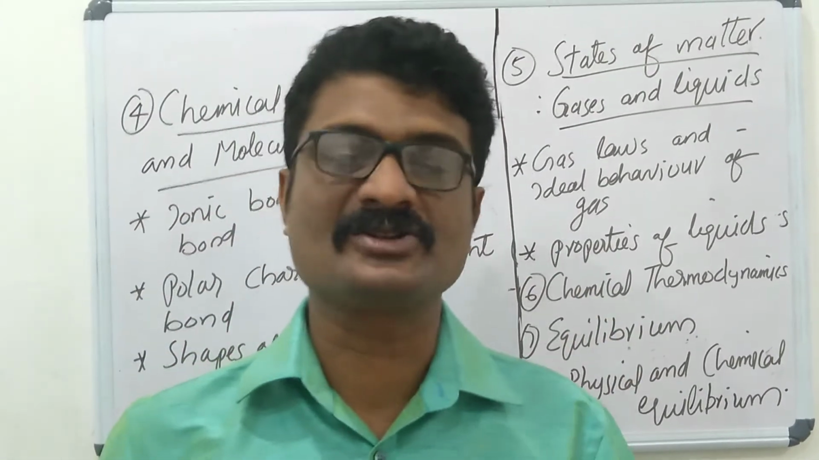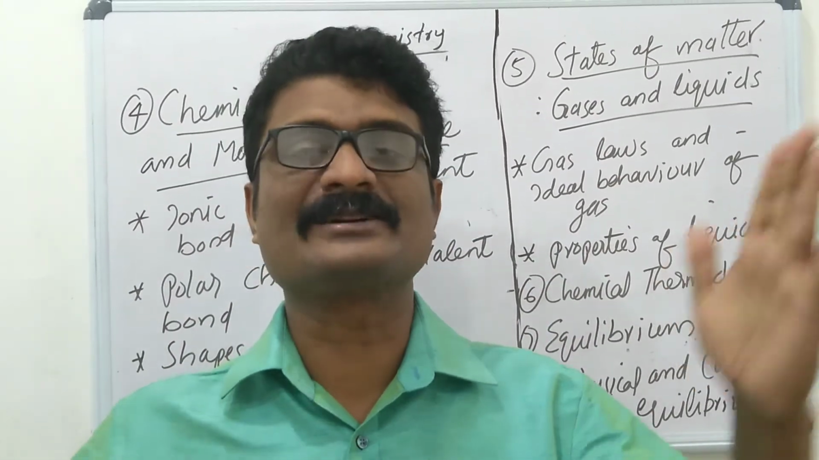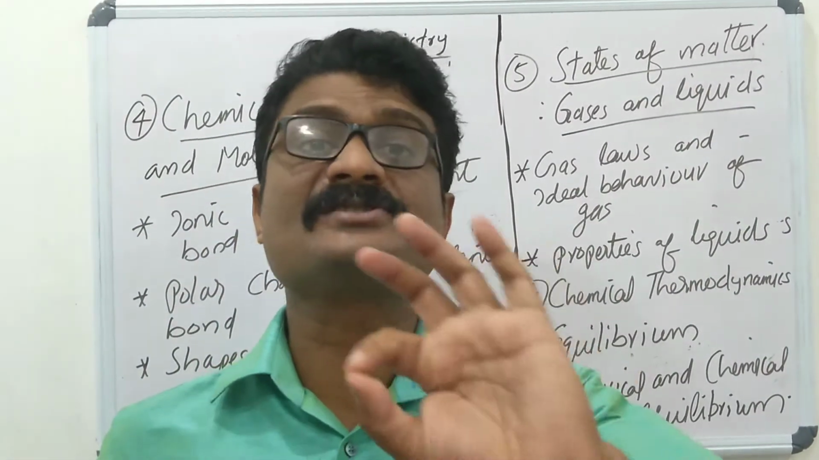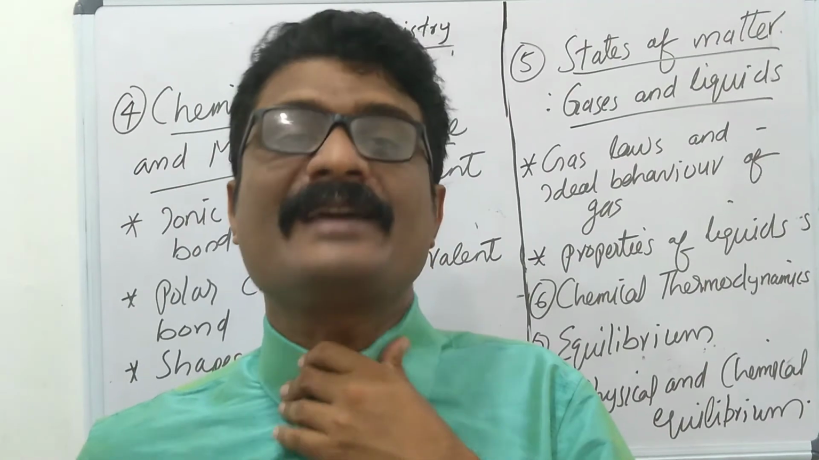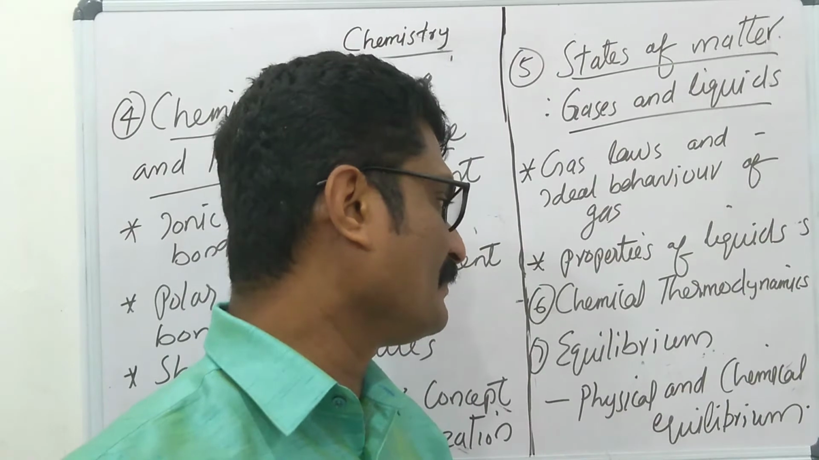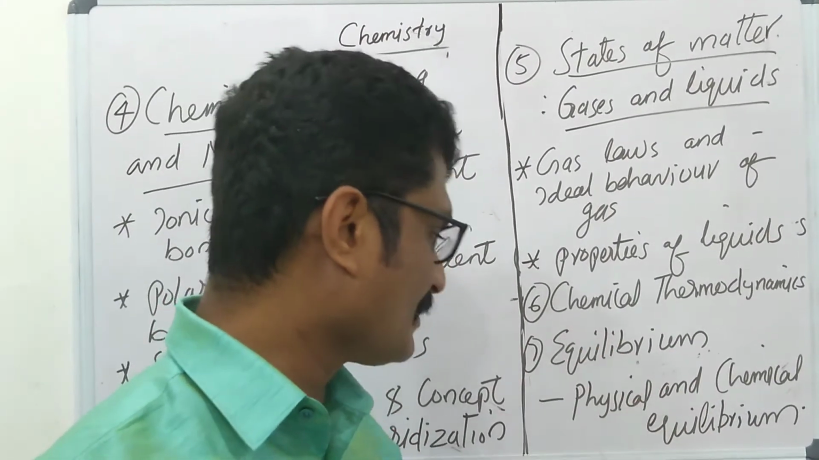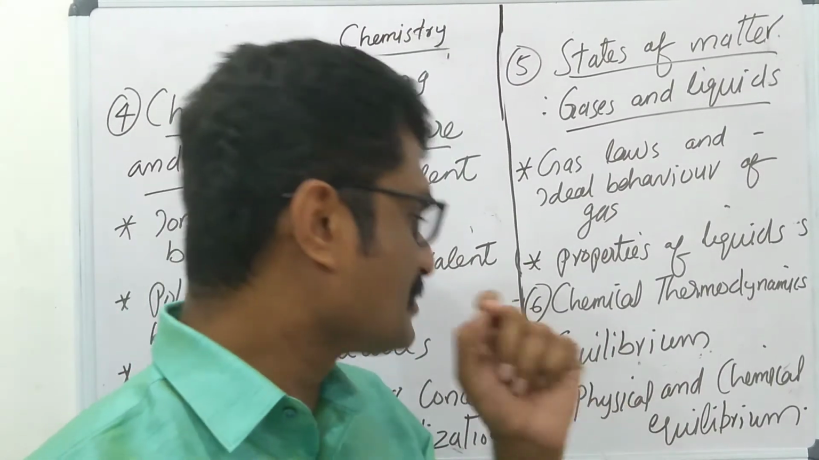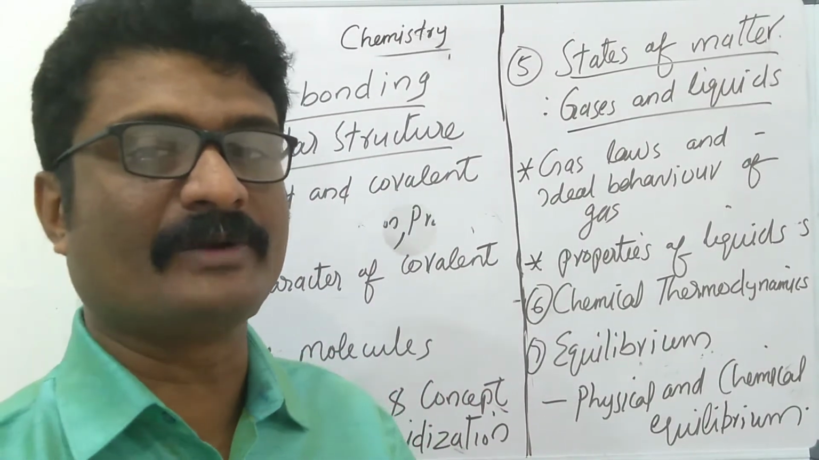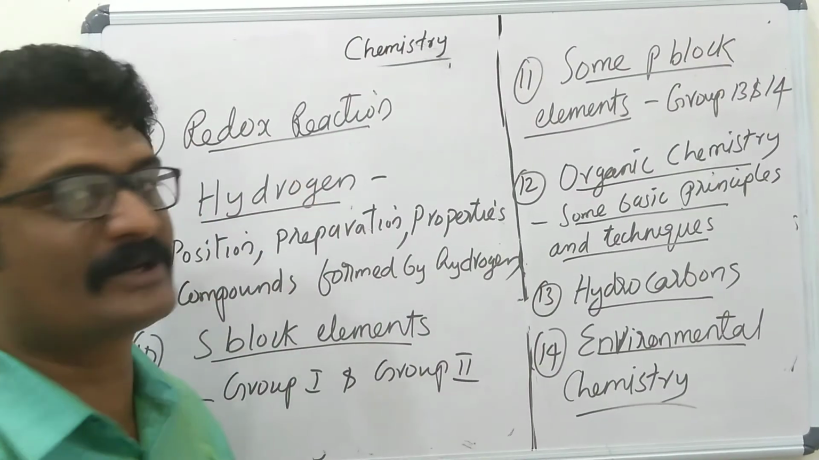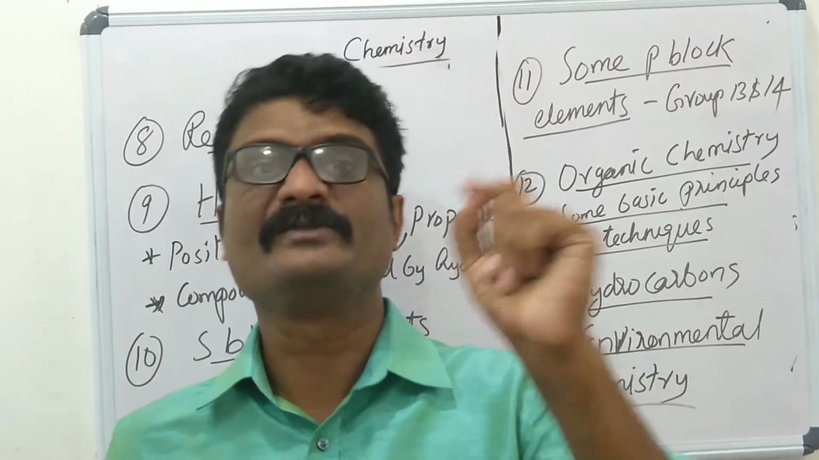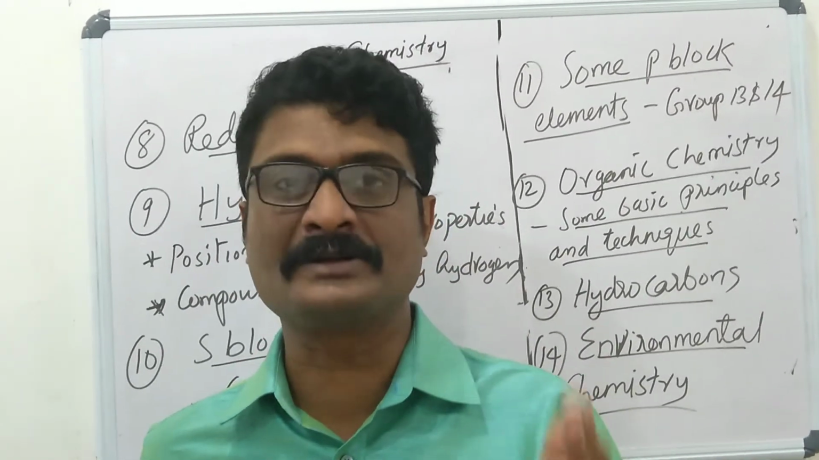Then the next chapter is chemical thermodynamics. Thermo means heat, dynamics means flow. Chemical thermodynamics is the branch of chemistry which deals with the energy changes during chemical reactions. The next chapter is equilibrium. In this chapter, we are going to study about two types of equilibrium, that is physical and chemical equilibrium. The next chapter is redox reactions. Redox reactions are those reactions in which both oxidation and reduction take place.